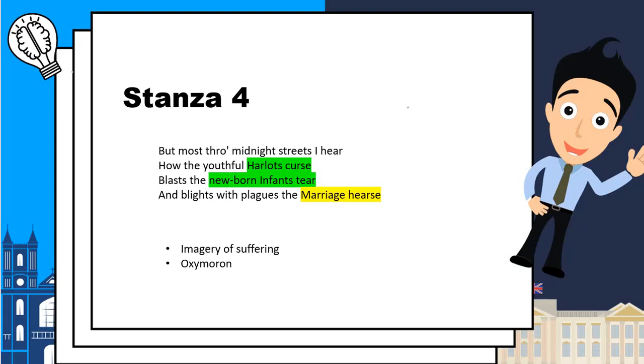Marriage is an act of when two people tie their lives together. And a hearse is what we put dead bodies in. So a marriage and a hearse: the start of life together, marriage, the end of life, a hearse. It's an oxymoron, two opposites next to each other. So it ends with that oxymoron, that image of what should be good is not good. So London is a metaphor for suffering and depression.